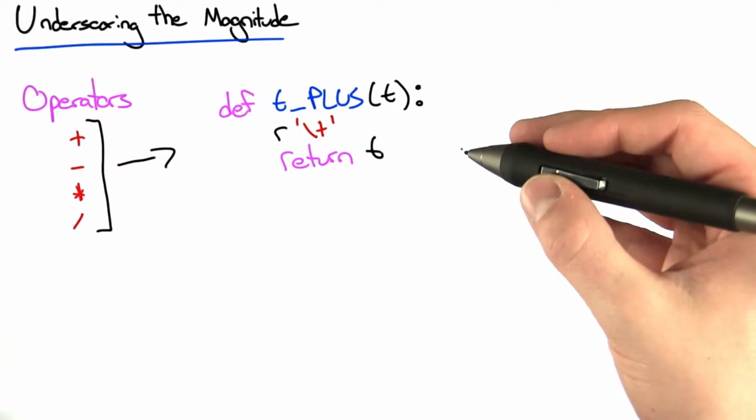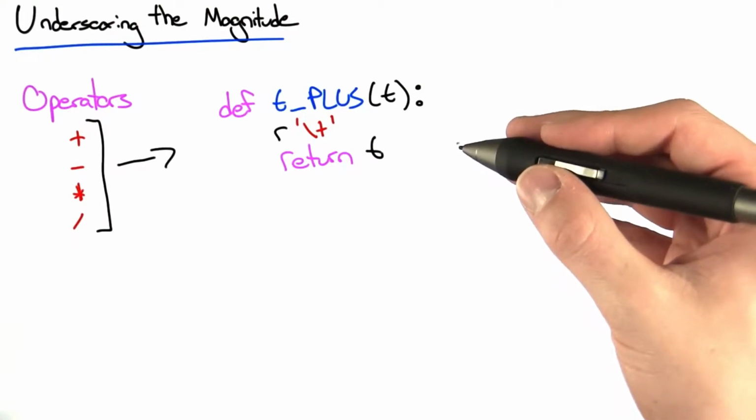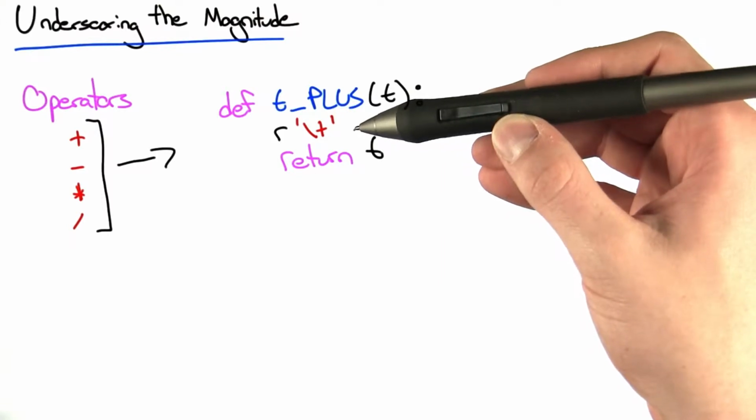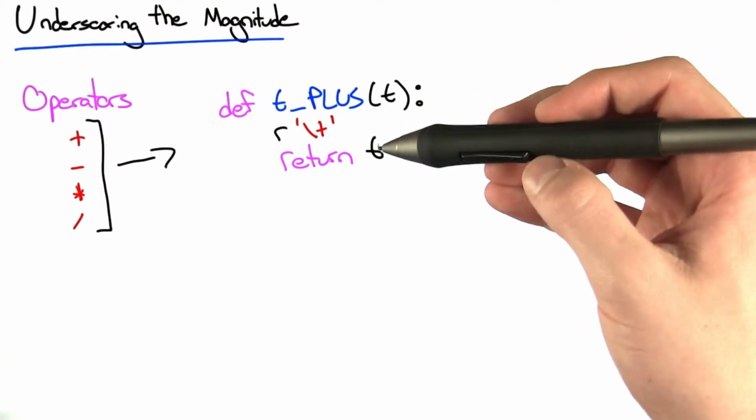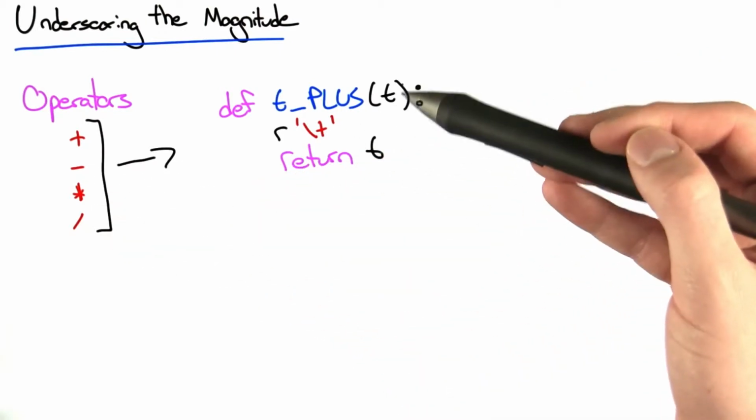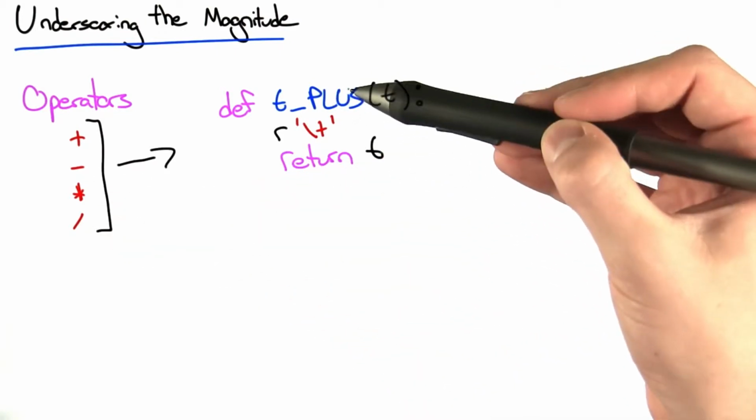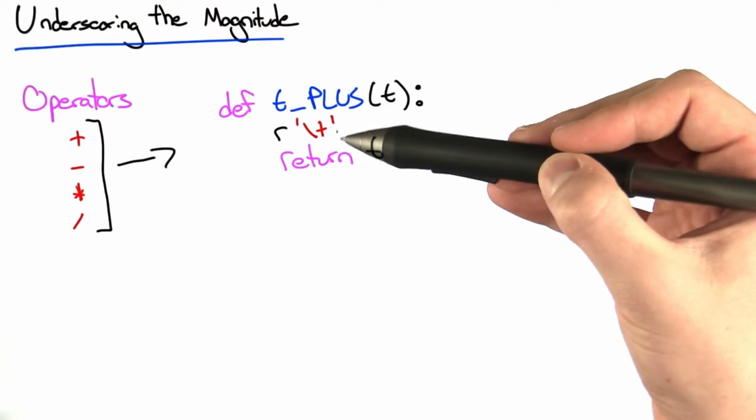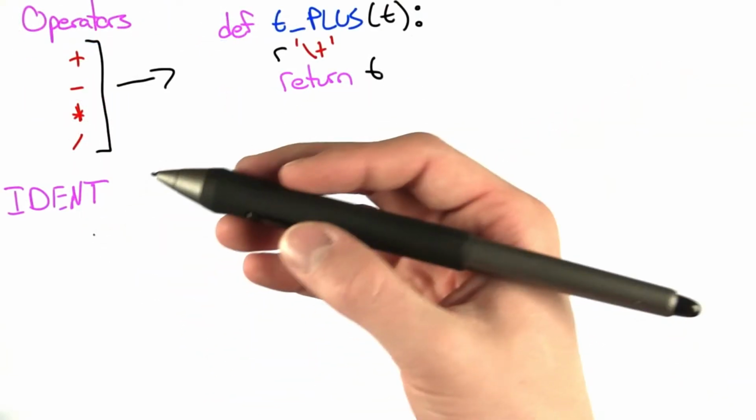So here I've written the token rule for the plus operator. The first line is a regular expression that matches the plus symbol, and then we return the token unchanged. And for the rest of the operators, we're going to follow that same format. We're just going to change the name of the function, and we're going to change the symbol to which it matches. Our next token is the identifier.